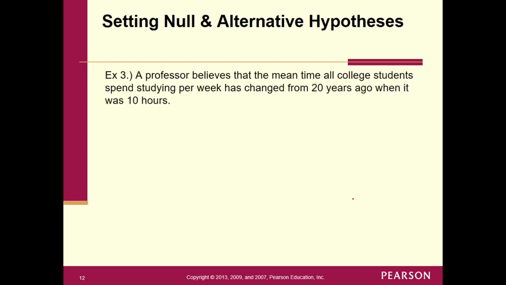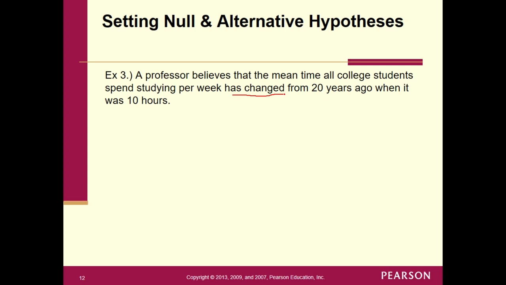Example 3. A professor believes that the mean time all college students spend studying per week has changed from 20 years ago when it was 10 hours. So here, this is a little different. Has changed. So the researcher doesn't care that it's less than 10 hours. The person doesn't care that it's greater than 10 hours. It's just changed. So we want to see any kind of difference.